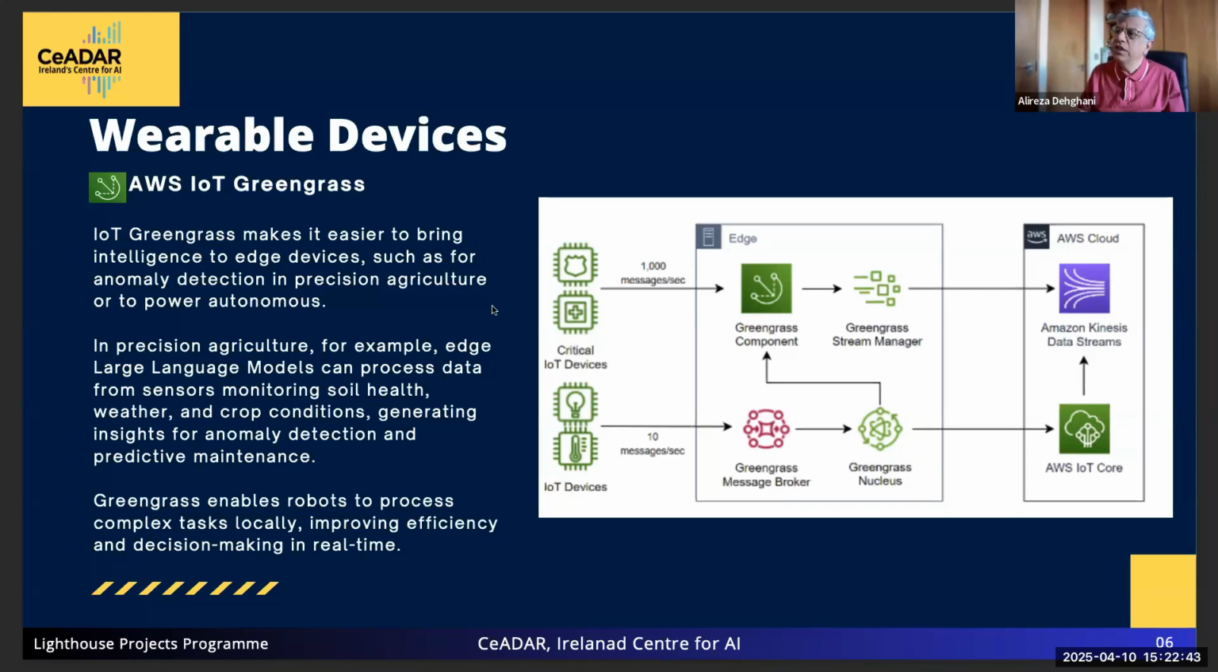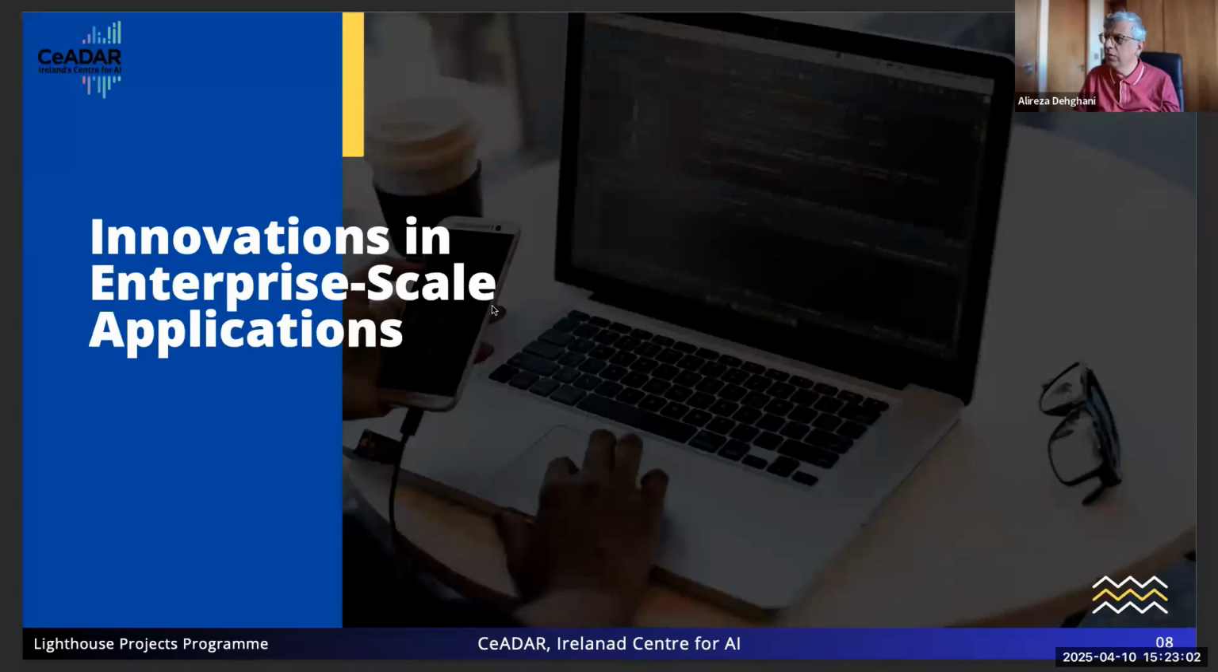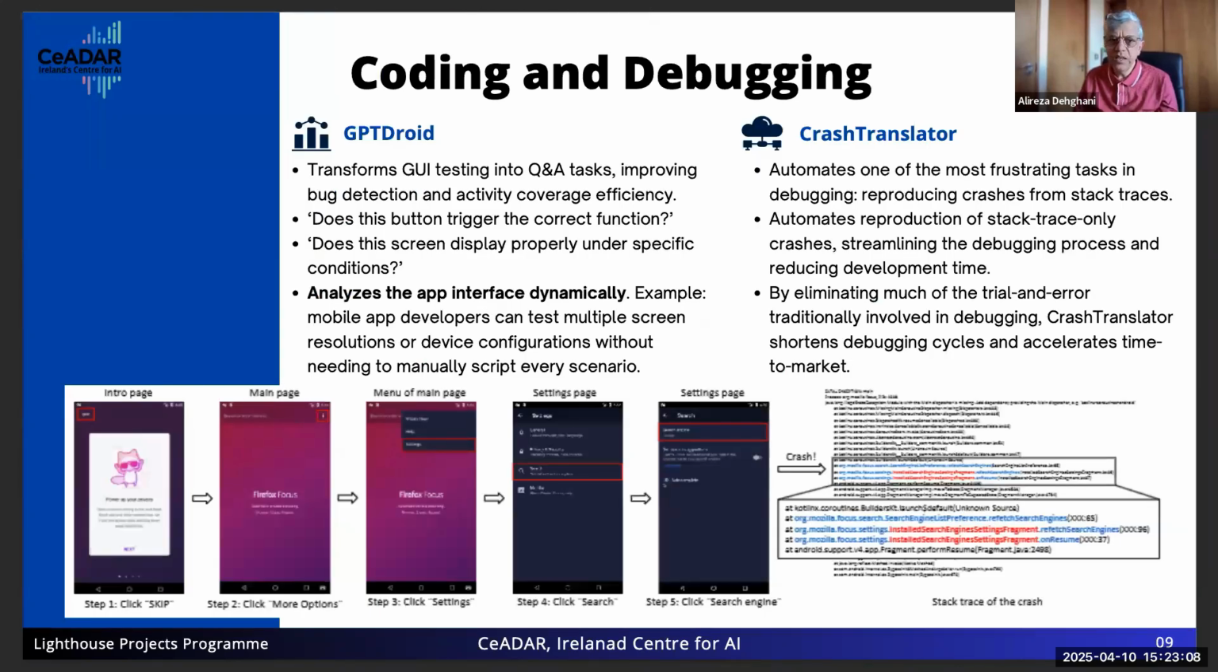Yeah, so if you're interested in this field, or if you're looking for a use case for anything that you do, for a proof of concept, for a project, for a customer, or for your study, for your thesis, for whatever it is, you can have a look at AWS IoT Greengrass to see what kind of opportunities there are that you can use. Okay, let's have a look at the application of that in enterprise scale applications. Let's have a look at the first one, very interesting one, which is called GPTDroid.